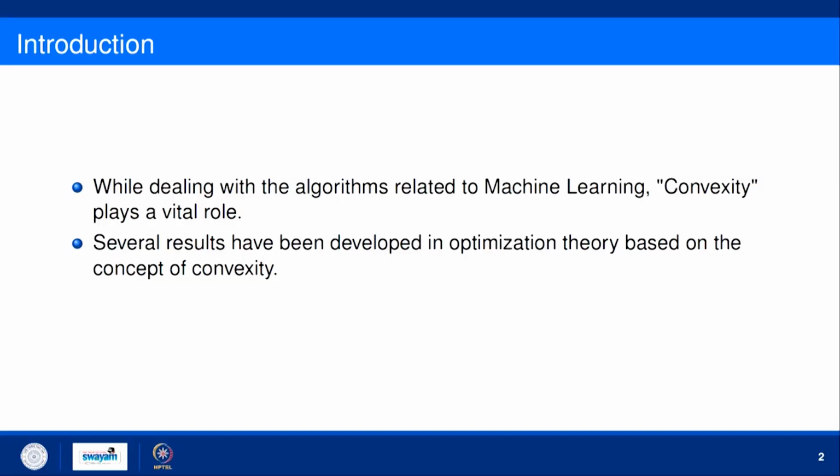Now, in these lectures, we will see what the basic concepts of optimization are, which are required in machine learning. So, let us start with what convex sets are. While dealing with algorithms related to machine learning, convexity plays a vital role. Several results have been developed in optimization theory based on the concepts of convexity. What are they? We will discuss later on. First, we will go through the basic definitions of convex sets and convex functions.